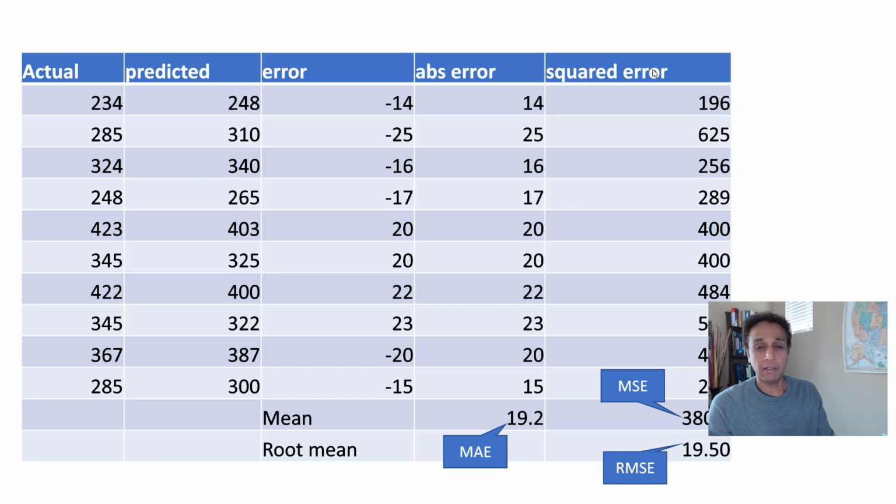Squared error is basically, now you have an absolute error, you just square it. So you get these. Go ahead and add them and average them. That is your mean squared error. Root mean squared error is just the square root of this.